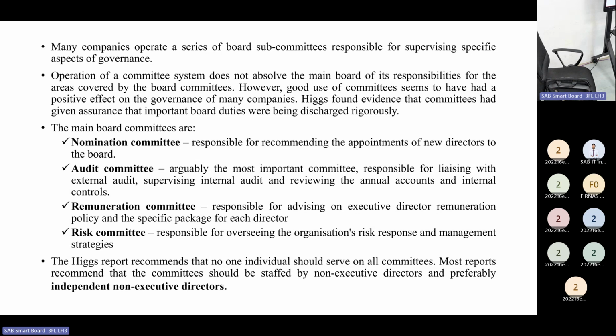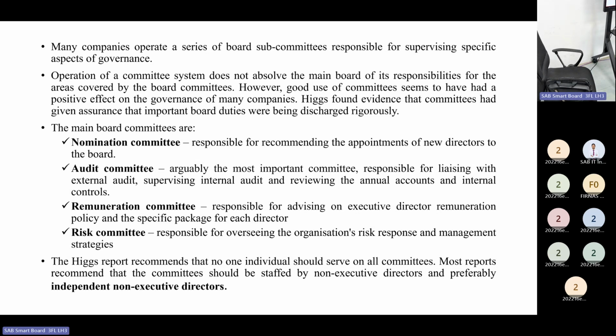So when it comes to these committees, it says here, many companies operate a series of board subcommittees responsible for supervising specific aspects of governance. So these committees are appointed to take over or look after specific aspects of governance. When it comes to governance, what they are looking after are very important things under governance. Okay.